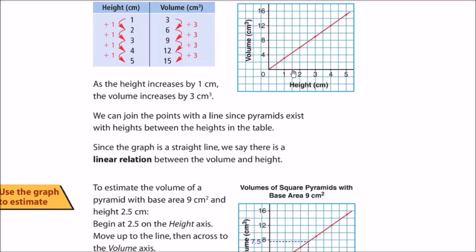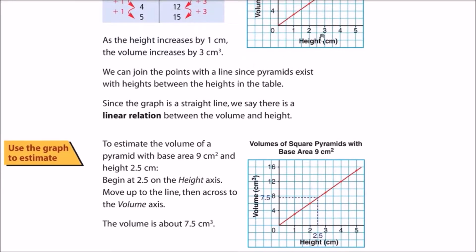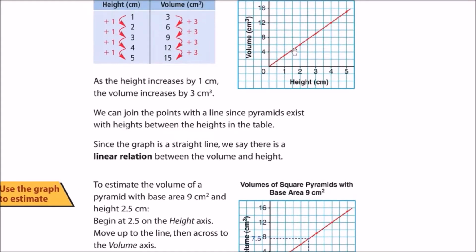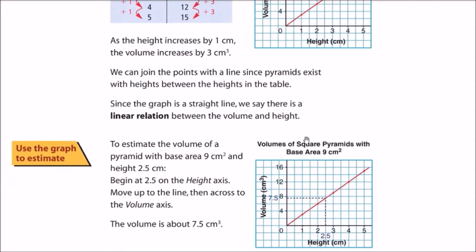See, this is 1.5, go up here and make a line parallel to the x-axis. This will be the value around, see, 4 to 8. So this will be 6, this will be around 5 or something, right? Just giving an example. So since the graph is a straight line, this is a linear relationship between the volume of the pyramid and the height of the pyramid. And we can use this graph to estimate, as I said.